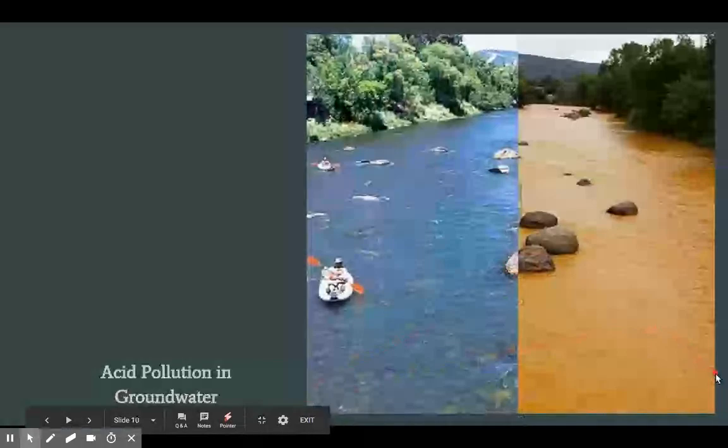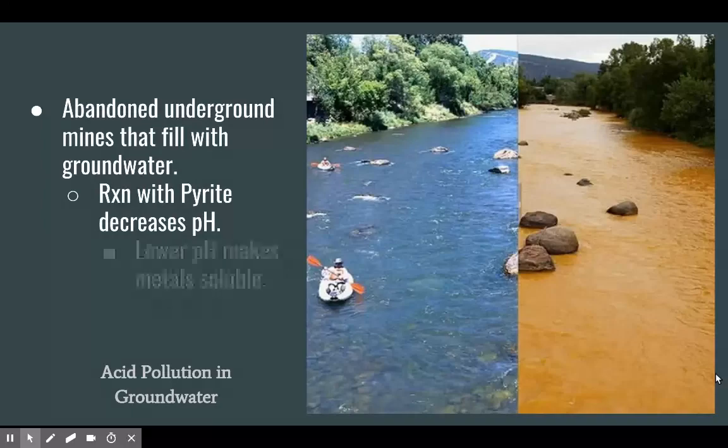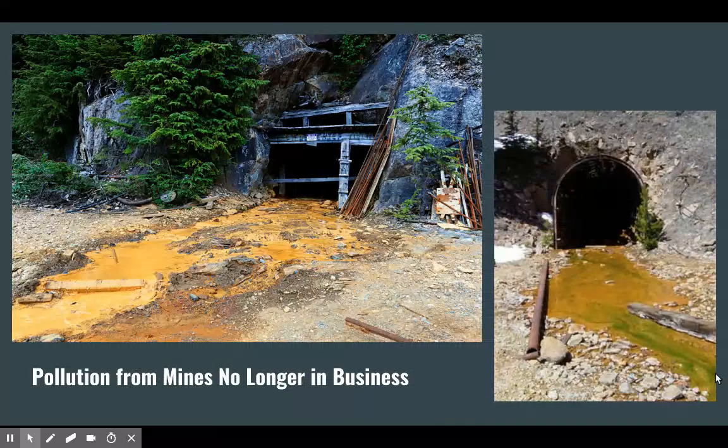We can also get acid pollution in our groundwater, and unfortunately, the main reason for this is abandoned underground mines. They get filled with groundwater. The mines have already been used, they've taken out what they needed, and they're left behind, but so are all their chemicals. These fill with groundwater, and there's usually pyrite or other metals in the soil that are now exposed and will leach out. That lower pH makes even more metals soluble in water, and then this groundwater eventually reaches natural springs or waterways.